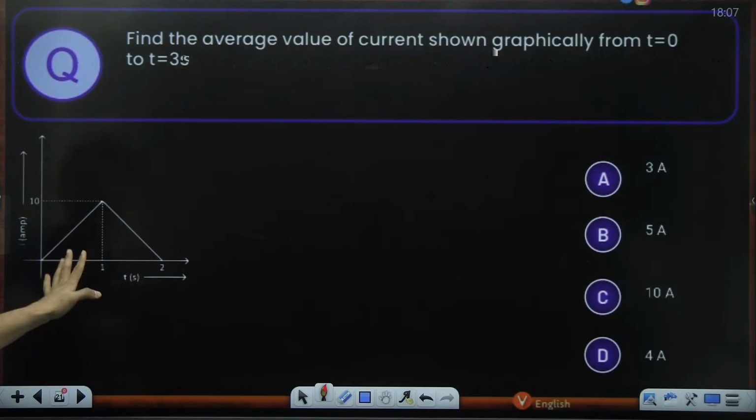Just like resistance is proportional to L square if length was stretched. But if area is given, then it is inversely proportional to A square. Correct. Moving on to the next one.